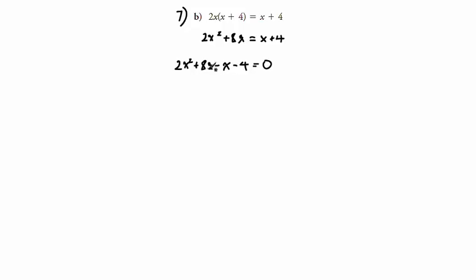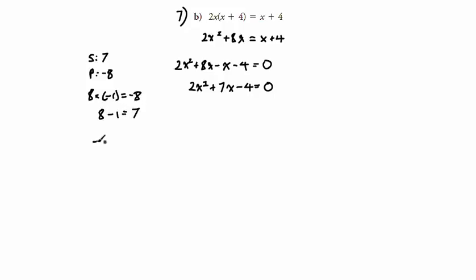Now we can collect these terms. So that's 2x squared plus 7x minus 4 equal to 0. Now we can factor and set each factor equal to 0. So we need to factor this. So what are two numbers whose sum, so S for sum, is 7, and whose product, P for product, is 2 times minus 4, which is minus 8? Well, we know that 8 times minus 1 equals minus 8, and 8 minus 1 equals 7. So the two numbers are minus 1 and 8.